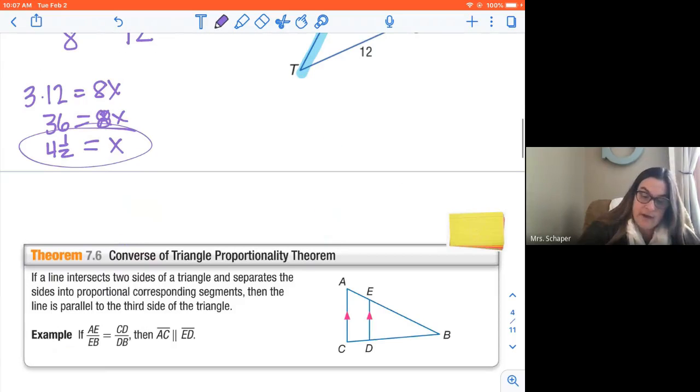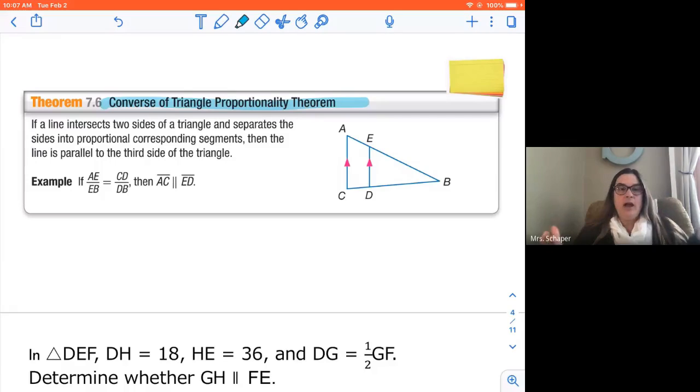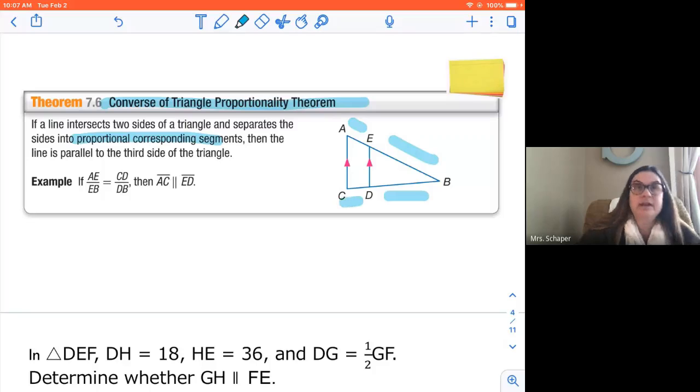All right, now we also have the converse. So think back to when we talked about converse, right? We have statements. The converse flips the two parts. It flips the if and the then, flips the hypothesis and the conclusion. So what we're saying, if a line intersects two sides of a triangle and separates the sides into proportional corresponding segments, then the third line is parallel. So if these are proportional, then we can say that the two lines are parallel, right?